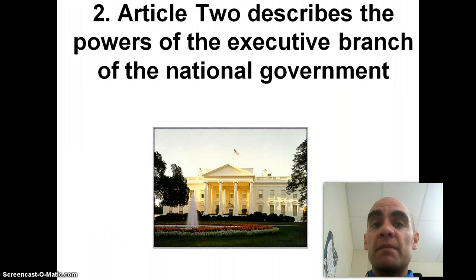Article 2 describes the powers of the executive branch. Of course, the executive branch at the federal level is headed by the president. This focuses mainly on the requirements, some of the things the president can do, and why the president can be removed from office, starting the impeachment process.